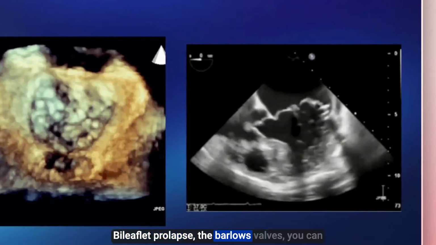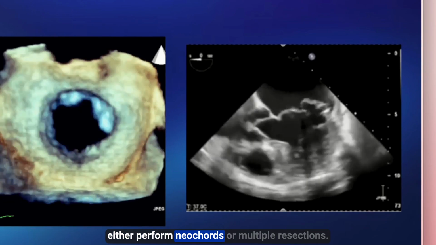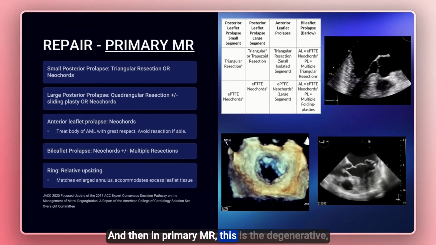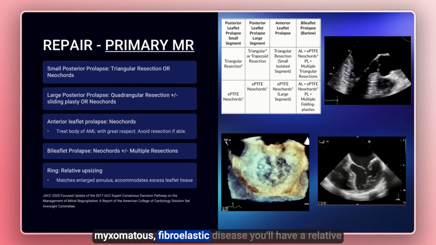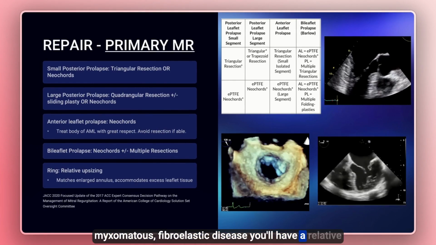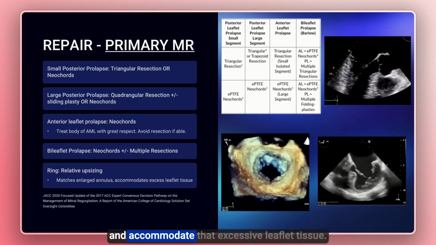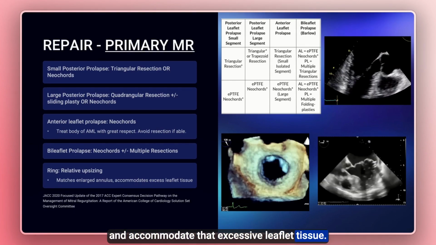Bileaflet prolapse, the Barlow's valves, you can either perform neocords or multiple resections. And then in primary MR, remember this is the degenerative myxomatous fibroelastic disease, you'll have a relative upsizing of that ring to match the enlarged annulus and accommodate that excessive leaflet tissue.